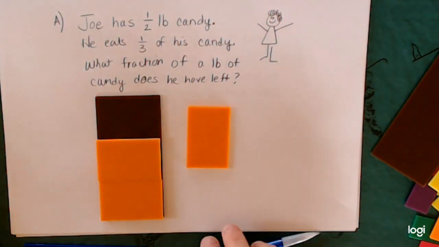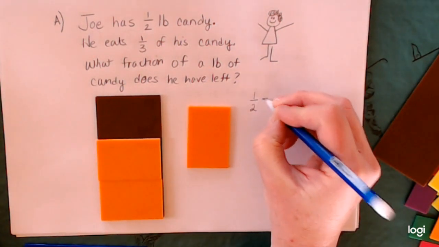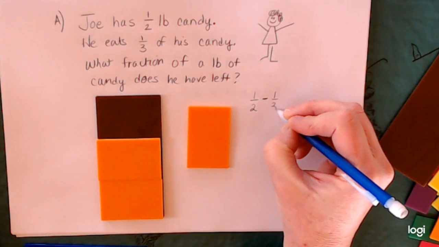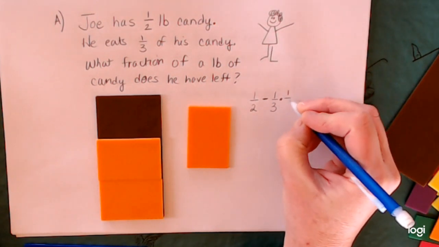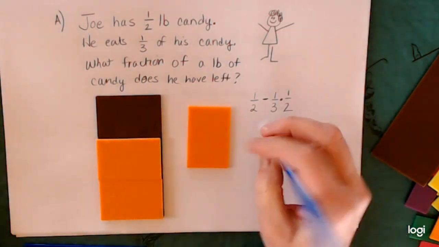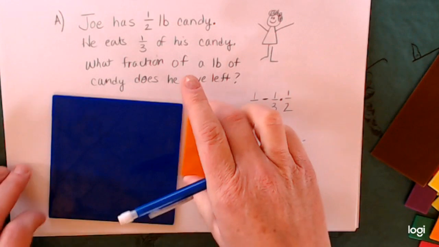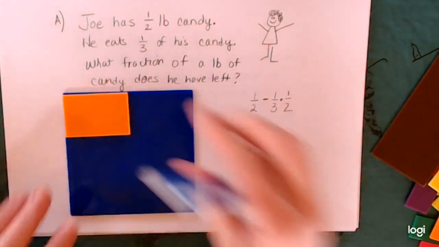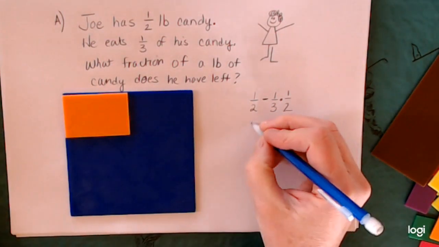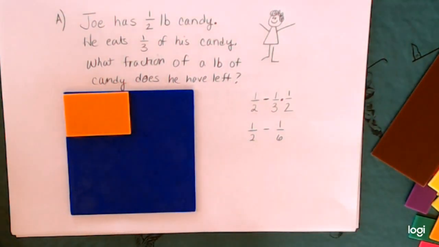In other words, what he has eaten, he had a half a pound of candy, and then he ate 1/3 of a half a pound of candy. 1/6 of a pound of candy is what he ate. Look at this. Here's a pound. Notice this is 1/6 of the pound. So this is a half of a pound minus 1/6 of a pound of candy that he ate.